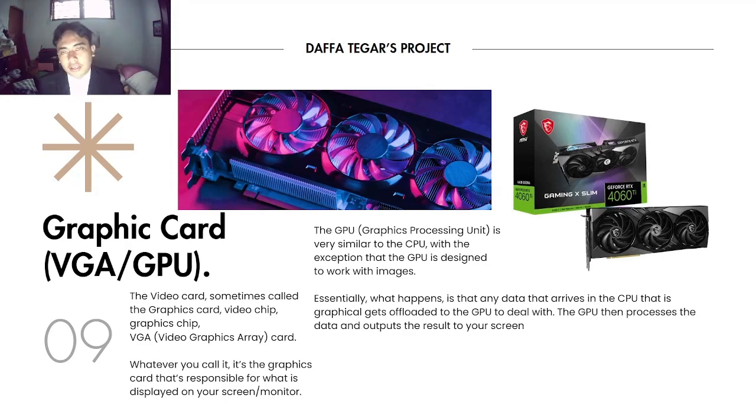Now we're talking about the graphic card. The graphic card is sometimes called a video card, video chip, or graphic chip, whatever you call it. It processes more video and more images to the screen. It may be similar to the CPU, but it's focused on images. The CPU handles data and all of the stuff, but the graphic card is focused on images only. It can boost your PC for editing or something.